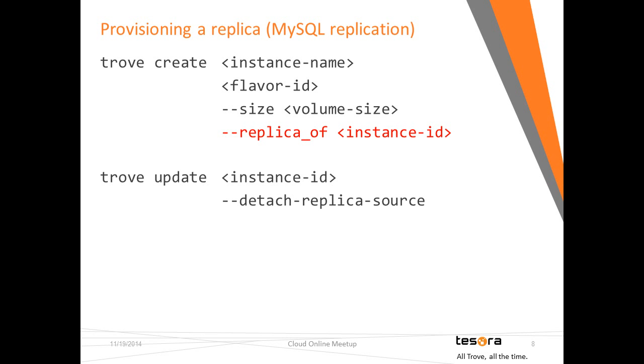And the way in which this would work is you would create a first instance of MySQL, and then you could create a second instance and indicate that it was a replica of the first. And of course, once you have a replicated pair or any number of replicas, you can update an instance and detach the replica source. So I could create a primary instance. I could create some number of slaves. Then I could go to one of the slaves and detach the replica source, and I would be left with a free-running instance at that point. This is a capability which is now available in Juno.